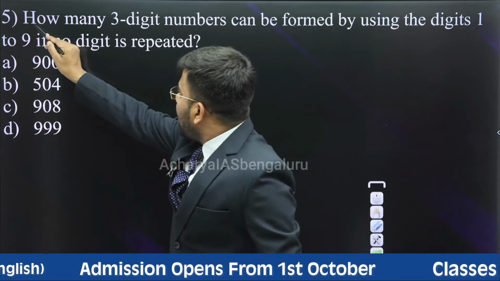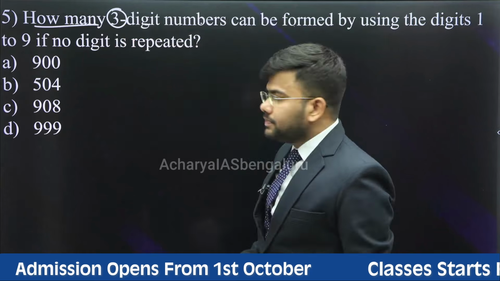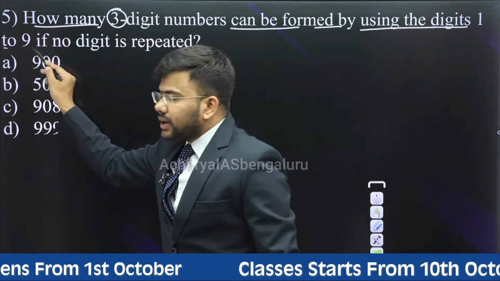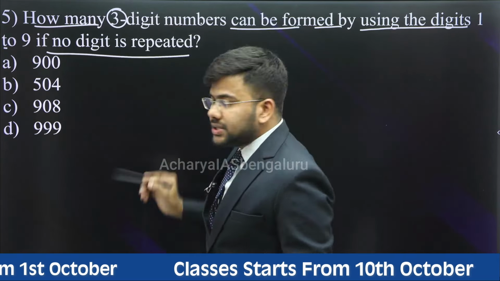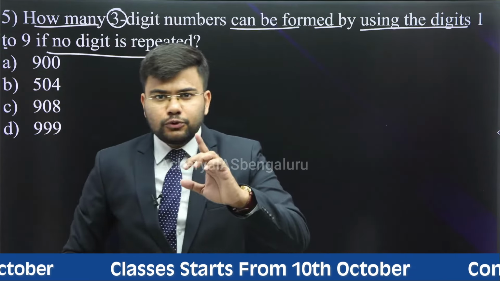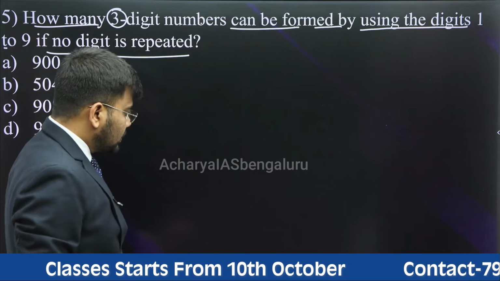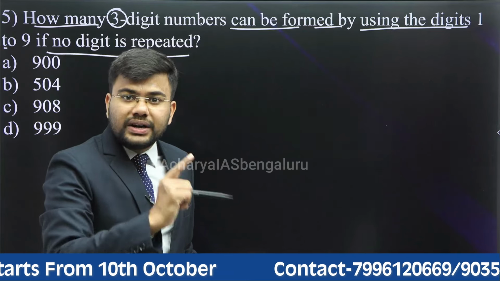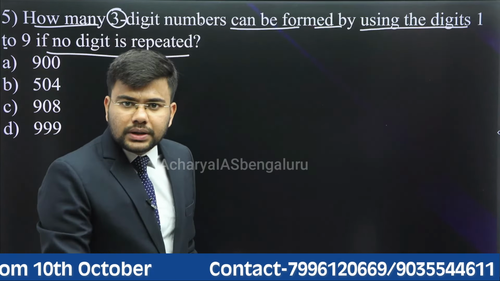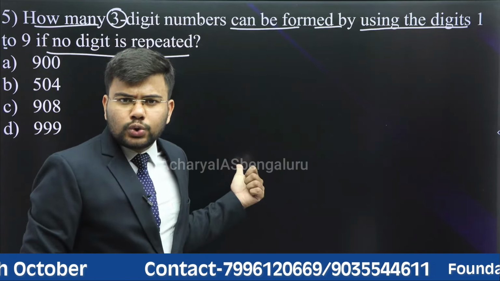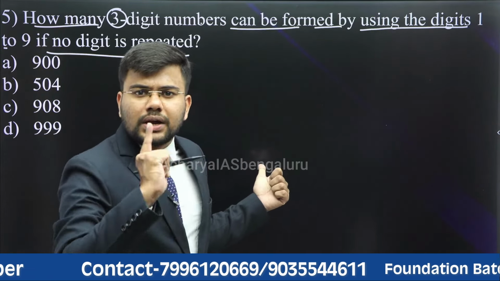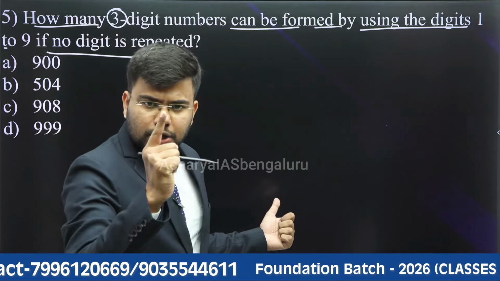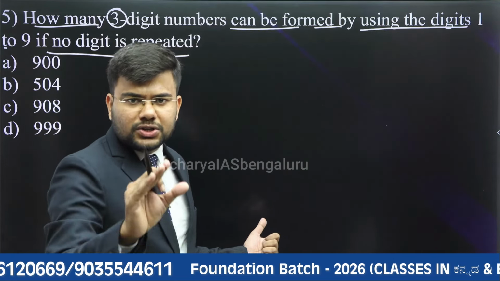Now, how many 3-digit numbers can be formed by using the digits 1 to 9 if no digit is repeated? Sir, in the previous question, you have to solve if the digits are repeated. Sir, you have not taught me that. I will tell you how to solve if they ask you if the digits are repeated. For the previous question, just leave the answer in the comment section.